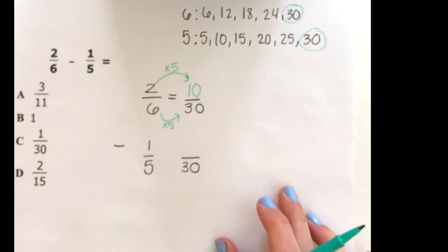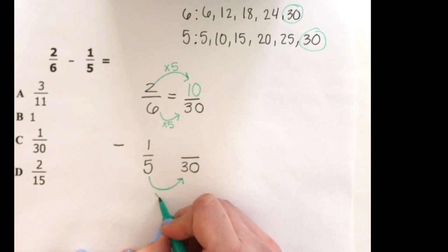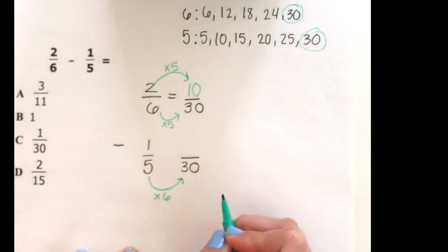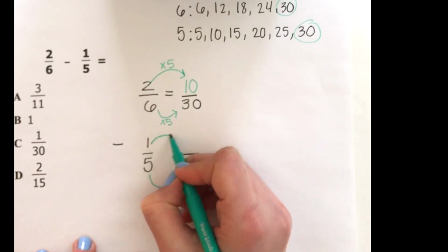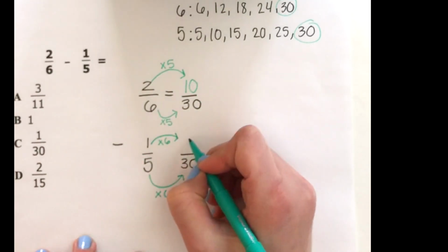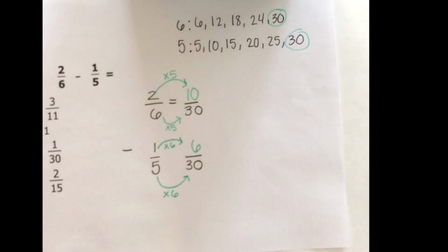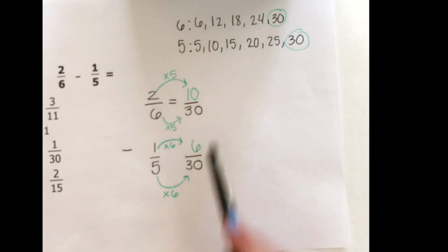Now I'm going to do the same thing for this fraction. 5 times what is 30? Times 6. So if I multiplied by 6 on the bottom, I'm going to do it on the top. 1 times 6 is 6. So now I've created two equivalent fractions to the original fractions, but now they both have a denominator of 30. And we're going to be subtracting.